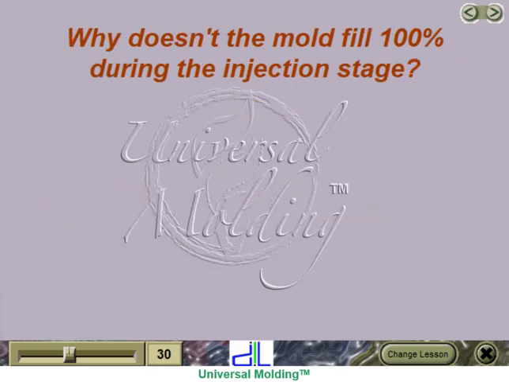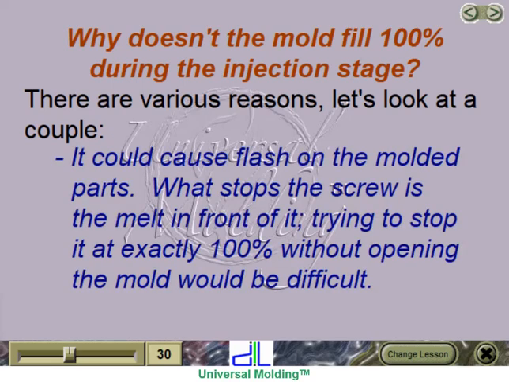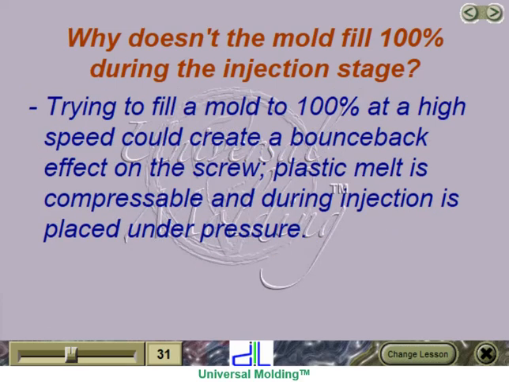Why doesn't the mold fill 100% during the injection stage? There are various reasons. Let's look at a couple. It could cause flash on the molded parts. What stops the screw is the melt in front of it. Trying to stop it at exactly 100% without opening the mold would be difficult. Trying to fill a mold to 100% at a high speed could create a bounce-back effect on the screw.